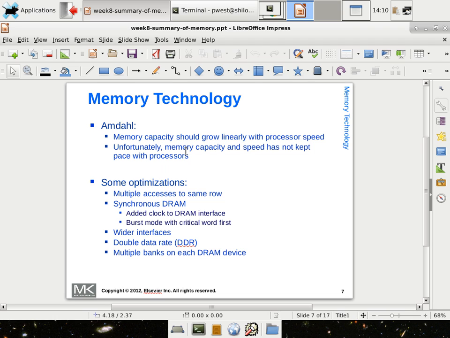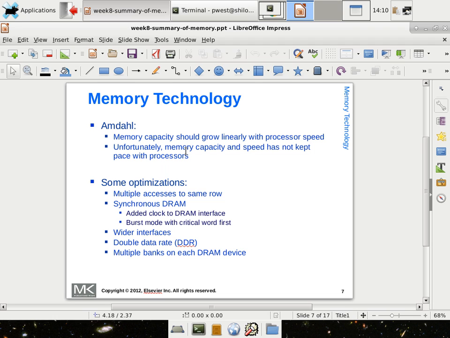All right, keep in mind Amdahl's law. Hopefully I've been harping on this, probably haven't been as much. Amdahl's law is always attack the slowest piece until it's no longer the slowest. And then attack the next slowest. Always attack the bottleneck. But same thing here, ends up being that memory capacity should grow linearly with processor speed. Unfortunately, memory capacity and speed has not kept up with processors, kind of, sort of. I would say recently this has not been the case. They've been pretty steady.